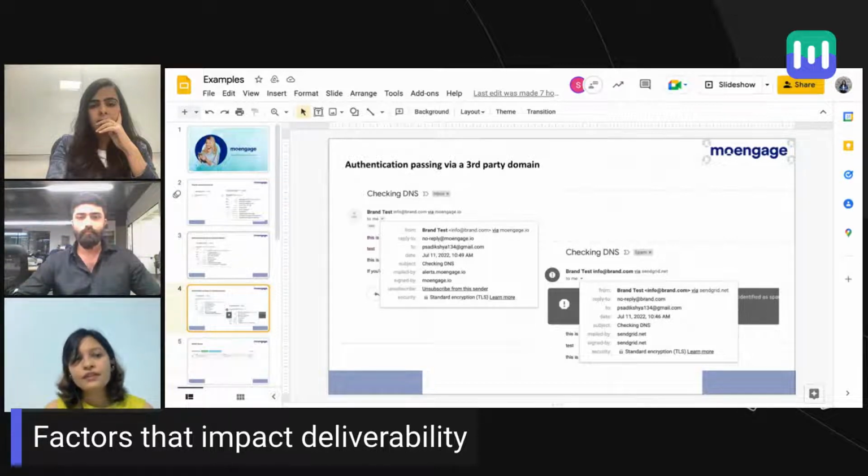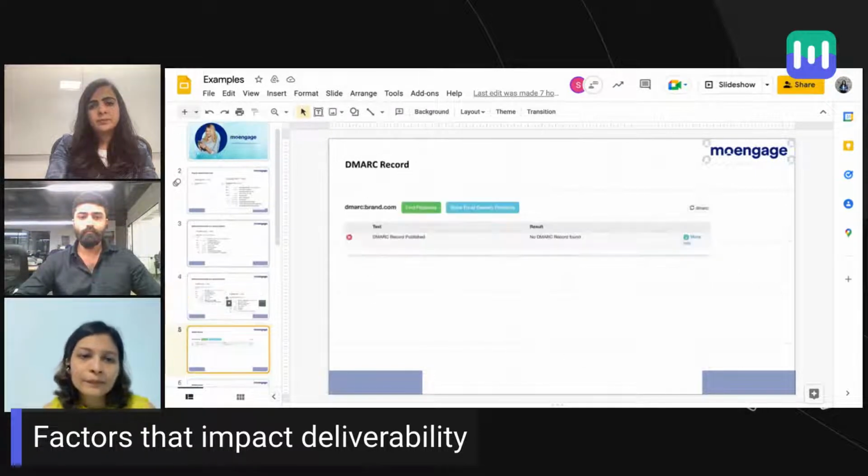So while both of them are utilizing different domains, your reputation is not on brand.com. It's basically leveraging the reputation of a third party, right? Be it moengage.io or SendGrid.net. Depending upon how many other brands are using SendGrid.net or moengage.io and how they are performing, your email campaign will get affected. It might either be good if you have all the good senders in there, or it might be bad if somebody else screws up, right? Can you go to the next slide?